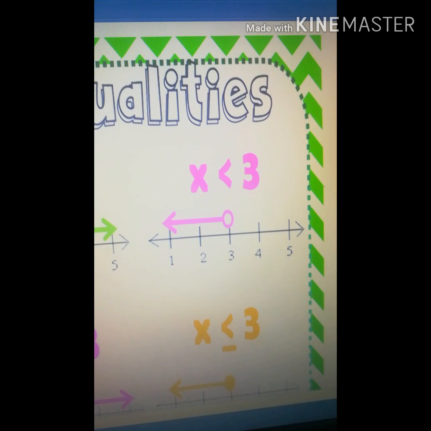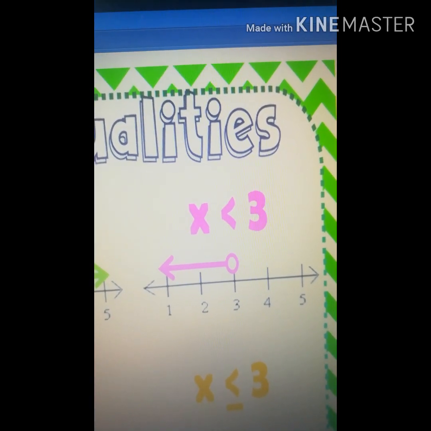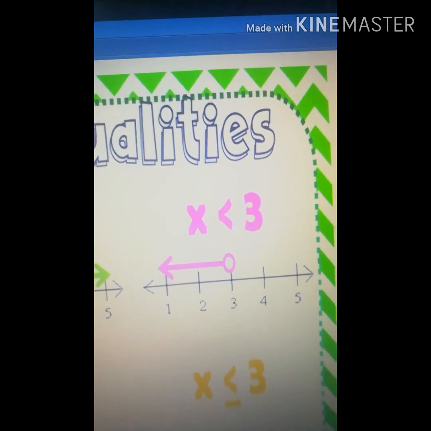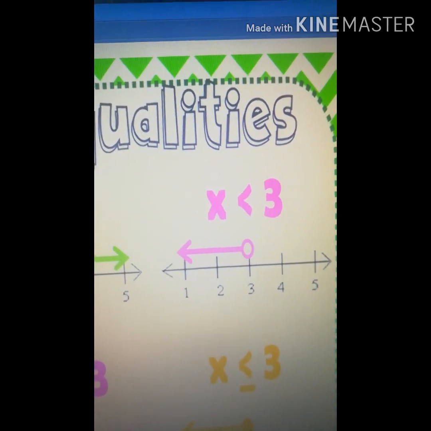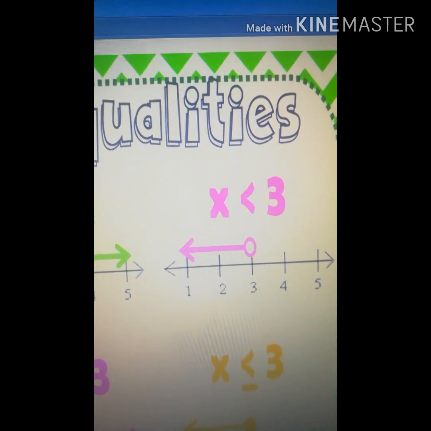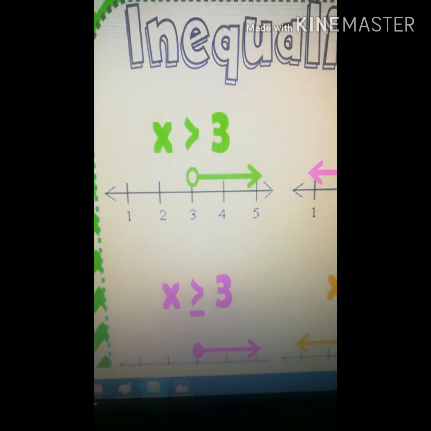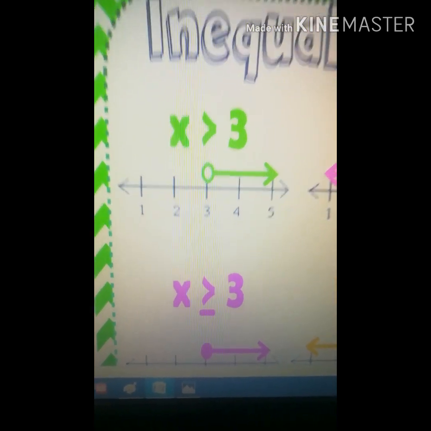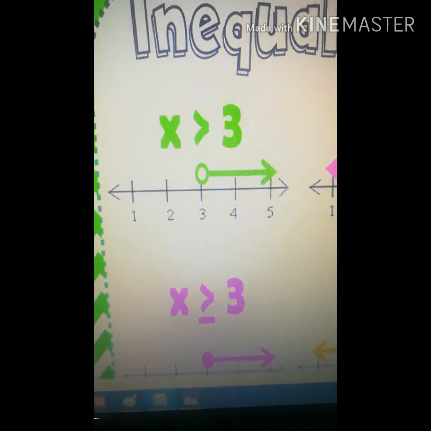Here we have x less than 3. The circle isn't shaded; this is an open circle. You're going to the left side because we have less than: left side for less than, right side for more than. Here we have inequalities with equality, so you always use a closed circle. We have a closed circle here, and this is more than, so you go to the right side.